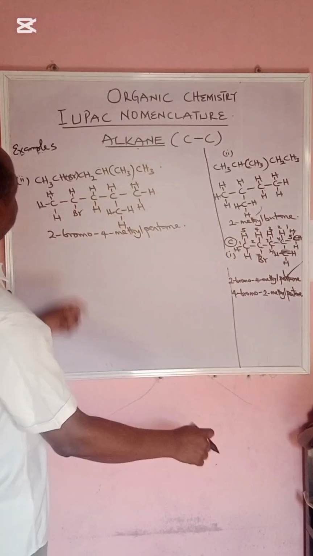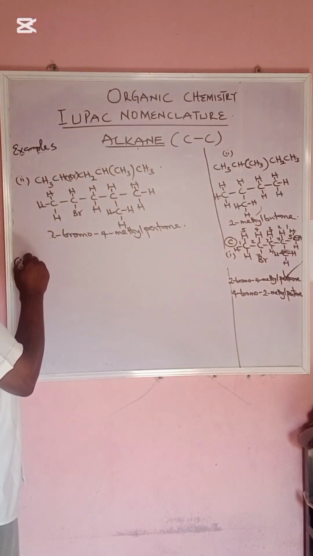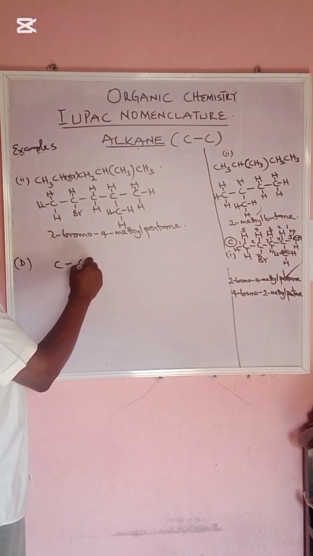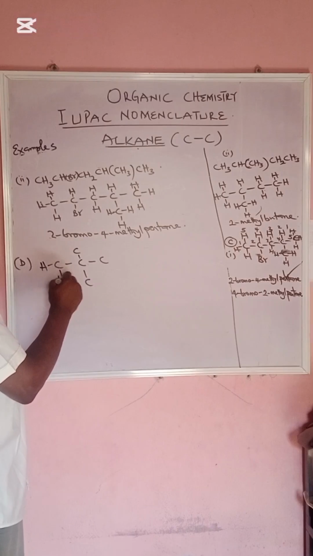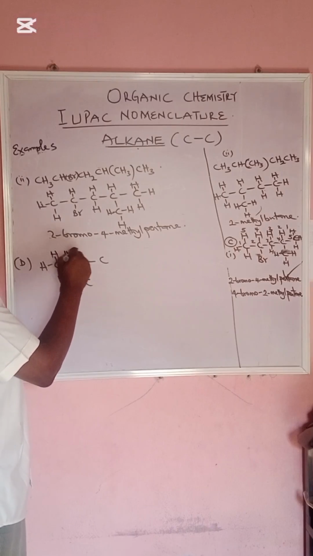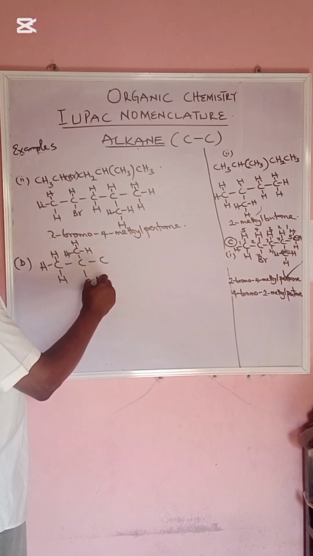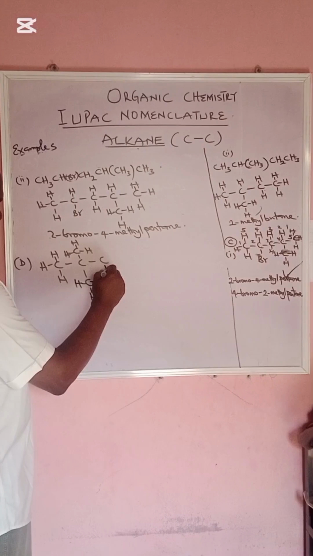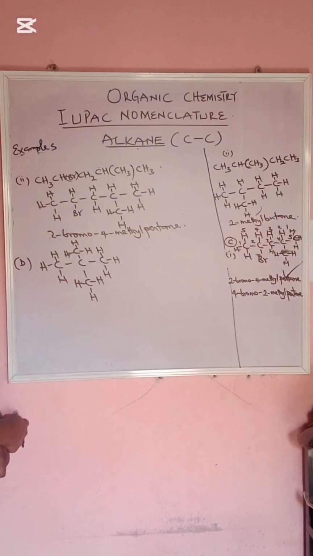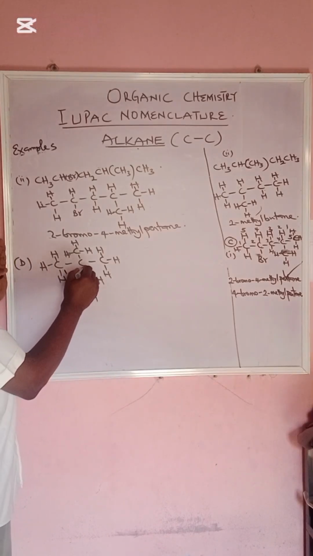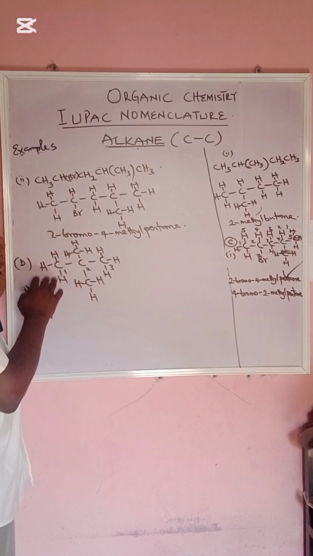Let's see example D. You are given 1, 2, 3, 1, 2, like that. We have hydrogen here, hydrogen here, hydrogen here, and so on for every carbon. So count it from left to right. Let's start: 1, 2, 3. In any order you have the longest to be 3. So the parent name will be propane.